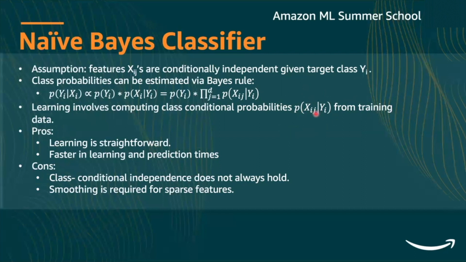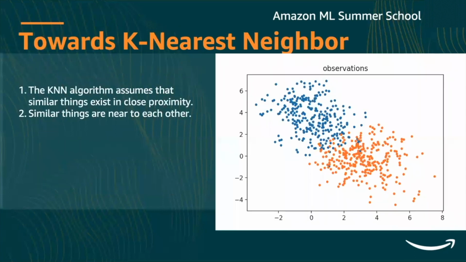So if you have 10 features and 2 classes, it would be a 10 cross 2 matrix. You need to just compute this 10 cross 2 matrix from the data itself. Now, as I said, there are cons to this as well, because it's naive. So the class conditional independence might not always hold. The smoothing might be required for sparse features, right?